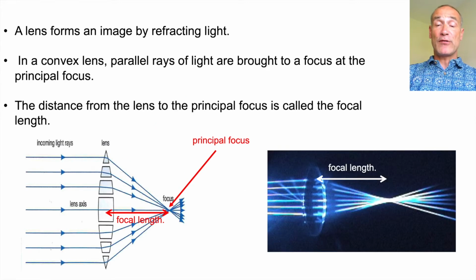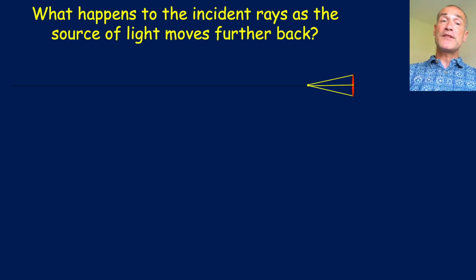So if we use a ray box to produce parallel light and we focus it through a convex lens, you can see it focuses to a point. And that's called the principal focus point. And the length between the centre of the lens and where the parallel light comes to focus is called the focal length. So what I want to do now is to look at what happens to these incident rays as I move the lens further back.